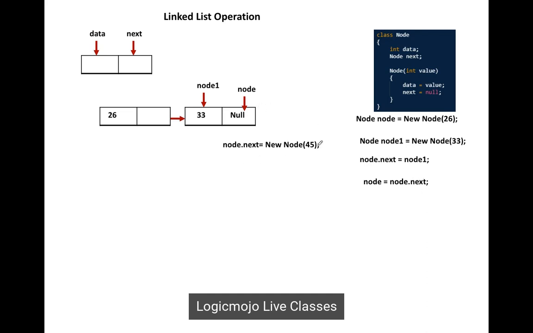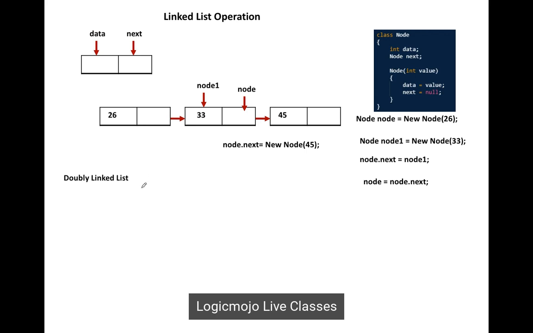So let's say we create another node, that is new Node 45. So we create another node, that is this one, where we have the value as 45, and node.next will start pointing to this new node. So currently node is pointing to this specific node, that is 33, and node1 is also pointing to the same node, that is 33. Now when we do node.next, the node is right now pointing here, its next is right now null. Now this null will be replaced with the reference of this node, that is the newly created node, and here the data member is 45, and this is of course null.